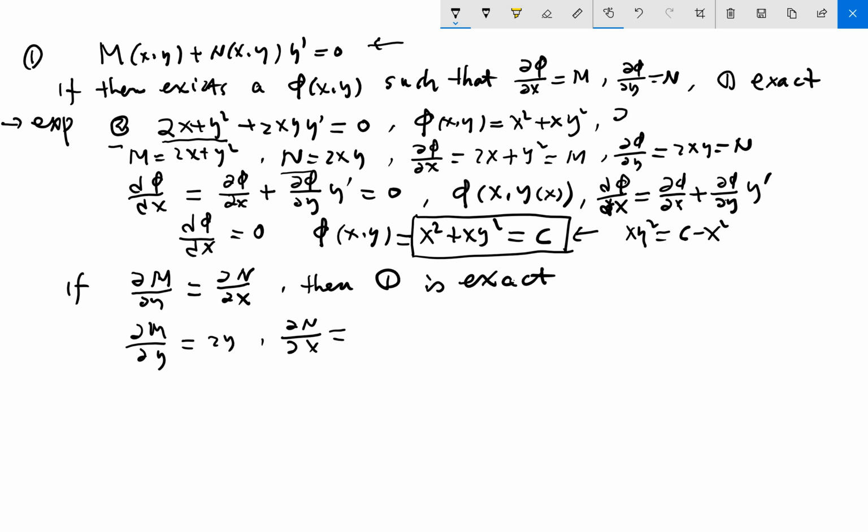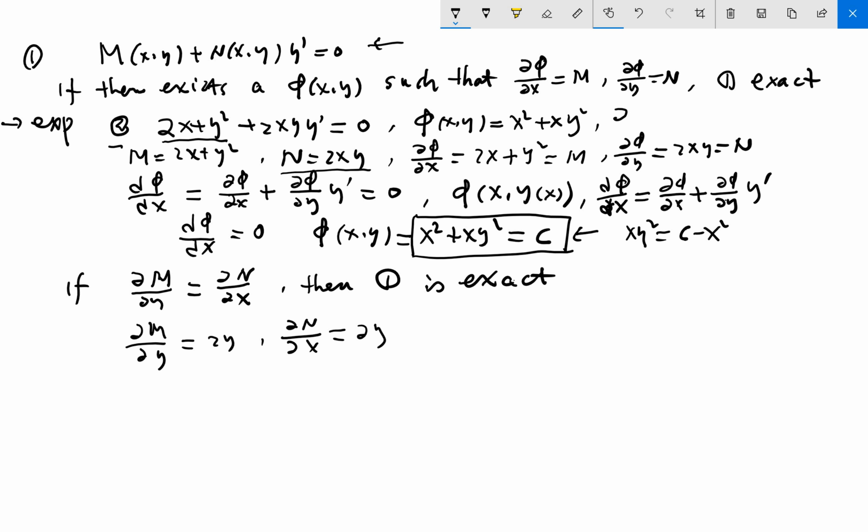With respect to x, you treat y as a constant. That gives you also 2y, so that is equal. That's why this one is exact. Okay, so we'll answer the second question.